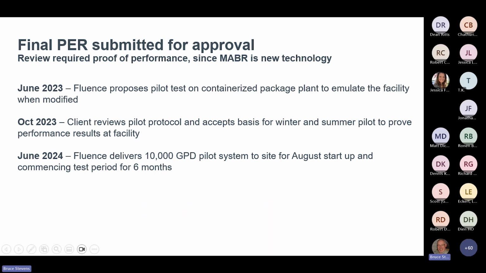So the final PER has been submitted for approval. It just came back. We are in the process of putting a pilot test container together and getting it delivered this spring to the site. They just want to see it work for 6 months, get some cold weather and some warm weather data to prove that it'll reach the TN limit of 3 total nitrogen during the summer and meet the low level winter as best it can.